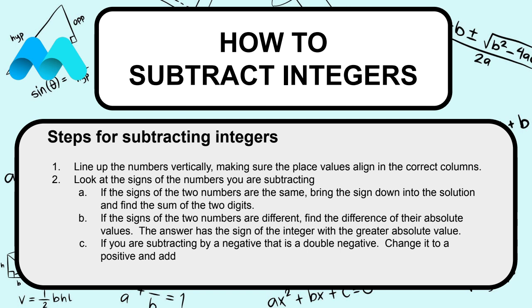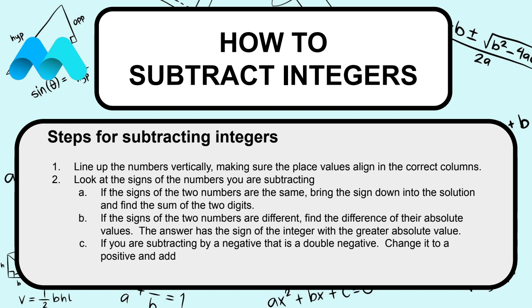So if the signs of the two numbers are the same, you're going to bring the sign down into the solution and find the sum of the two digits. That's right. If you have a -5 minus 5, that's actually two negative numbers, right? -5 minus 5. So you know that your answer is going to be negative. You would bring the negative down right away. And then you would just add 5 plus 5 is 10. And your answer there is -10. Okay, and don't worry, I'm going to show you step by step, but I just want to explain this first.